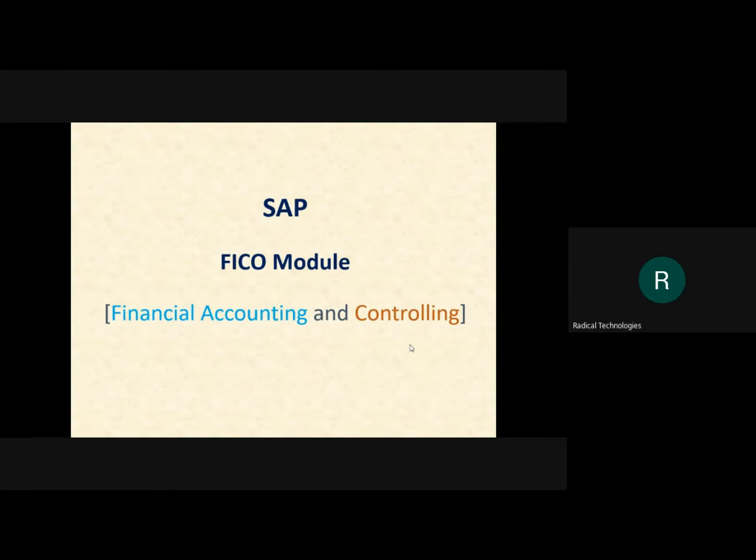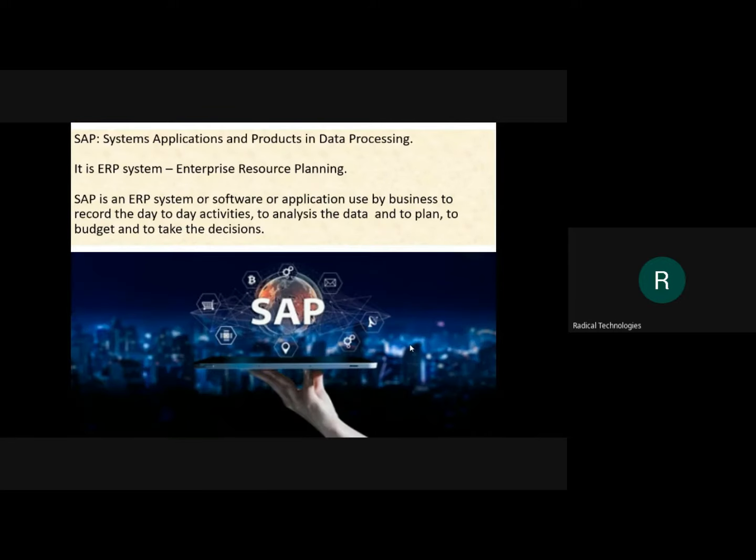So, SAP FICO module. There are actually two different modules here, which together we call the FICO module. FI is financial accounting, and CO is controlling. Just an overview about SAP. What is SAP? SAP is nothing but Systems, Applications and Products in data processing.